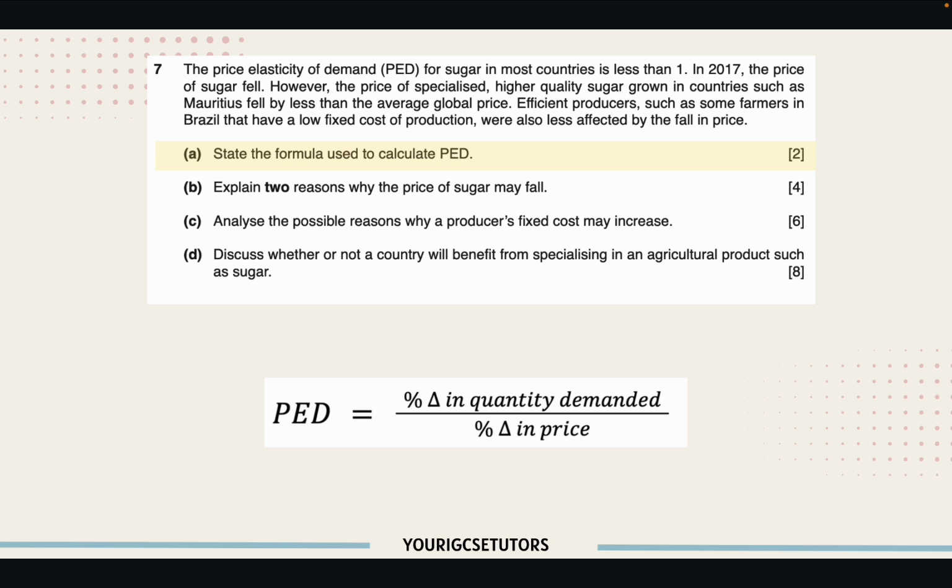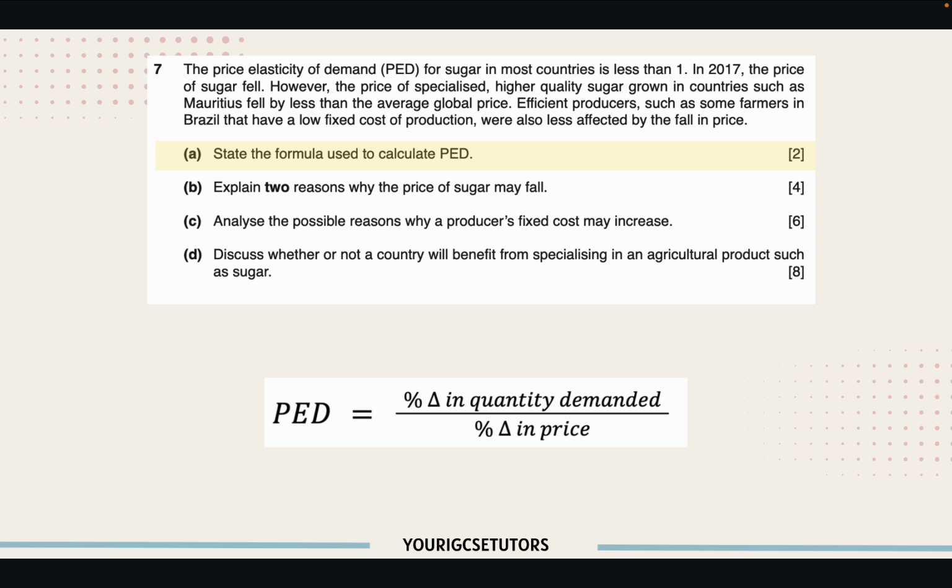Okay, question 7. The price elasticity of demand for sugar in most countries is less than 1. In 2017, the price of sugar fell. However, the price of specialized, higher quality sugar grown in countries such as Mauritius fell by less than the average global price. Efficient producers such as some farmers in Brazil that have a low fixed cost of production were also less affected by the fall in price.